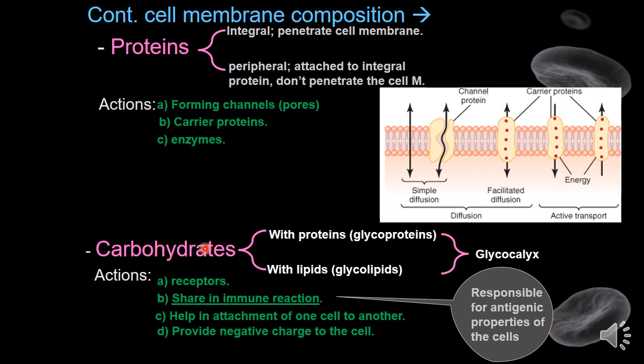The actions of the carbohydrates are very important. First of all, they act as receptors in the cell membrane for substances to attach to. And the other important function is sharing in the immune reaction. This is important for the antigenic property of the cell. Each cell has a certain character, and this character is determined by the nature of the carbohydrates in the cell membrane.